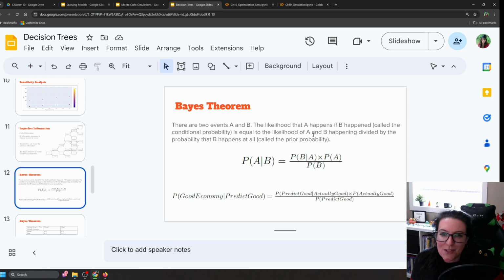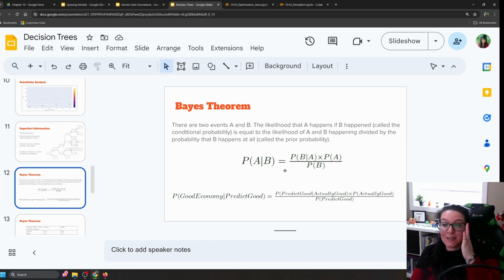Bayes' theorem says there's two events, A and B. The likelihood that A happens if B happens. So this vertical line here is condition. A is conditional on B. The probability A happens if B has happened is going to be equal to the probability that B happens if A happens times the probability of A divided by the probability of B. So in other words, the probability of A happening given B has happened is equal to the likelihood of A and B happening divided by the probability that B happens at all. Okay, so this probability that B happens is called the prior probability.